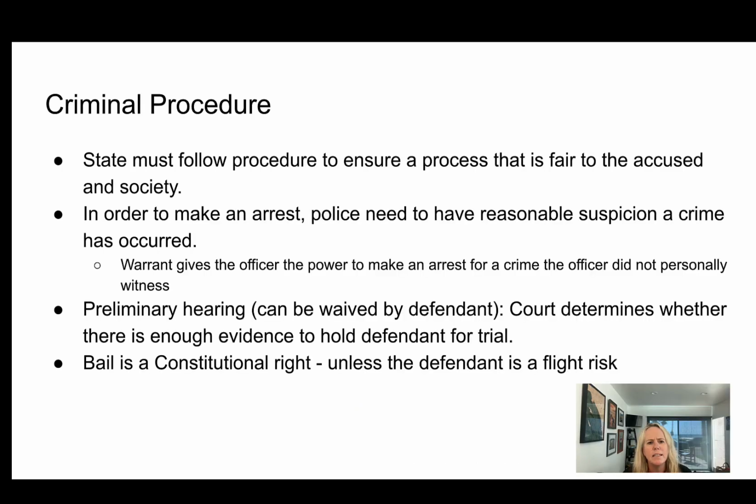So moving on, states have to follow specific procedures when investigating and prosecuting a crime to ensure that the process is fair to the accused and to society. So in order to make an arrest, the police have to have a reasonable suspicion that a crime has occurred. And that generally means either the officer sees the crime being committed, or they've received information from an informant, somebody's called the police and said a crime has occurred, and as a result of an investigation, the officer receives a warrant from the court, which gives them the power to make an arrest for the crime that the officer didn't see but was reported to.